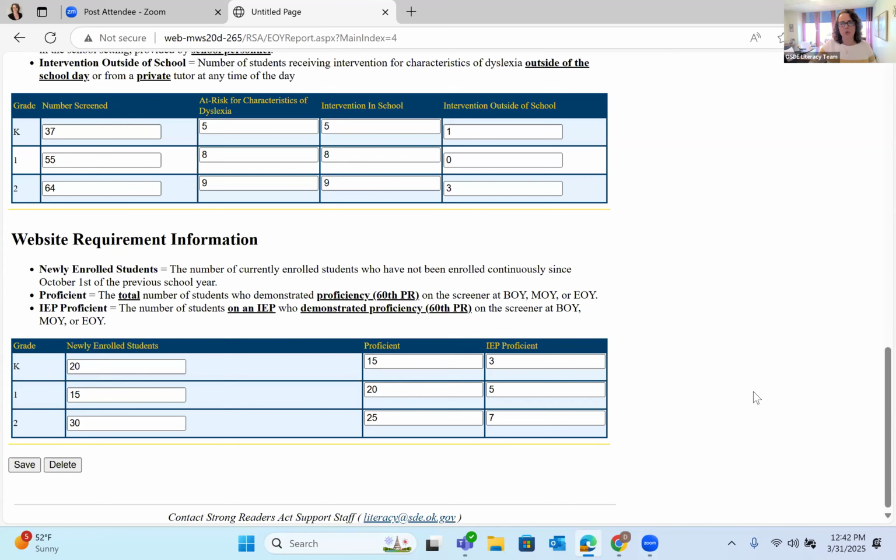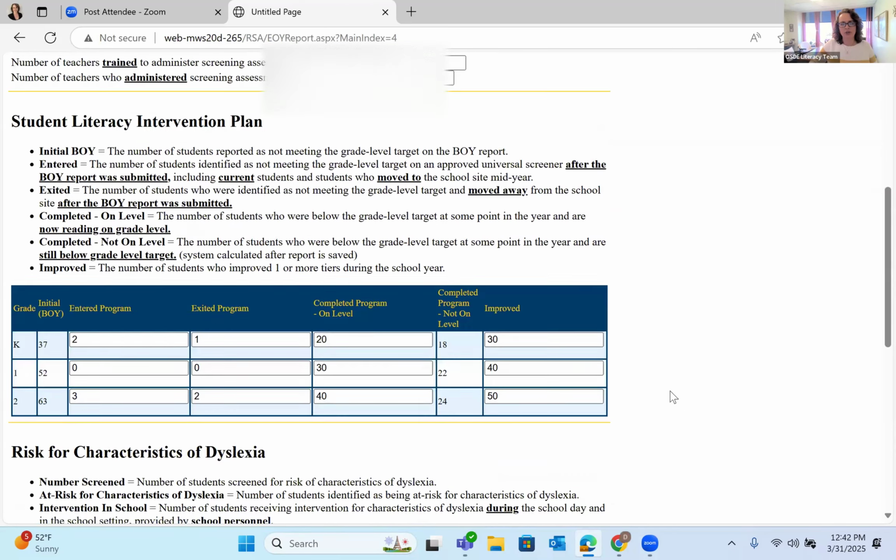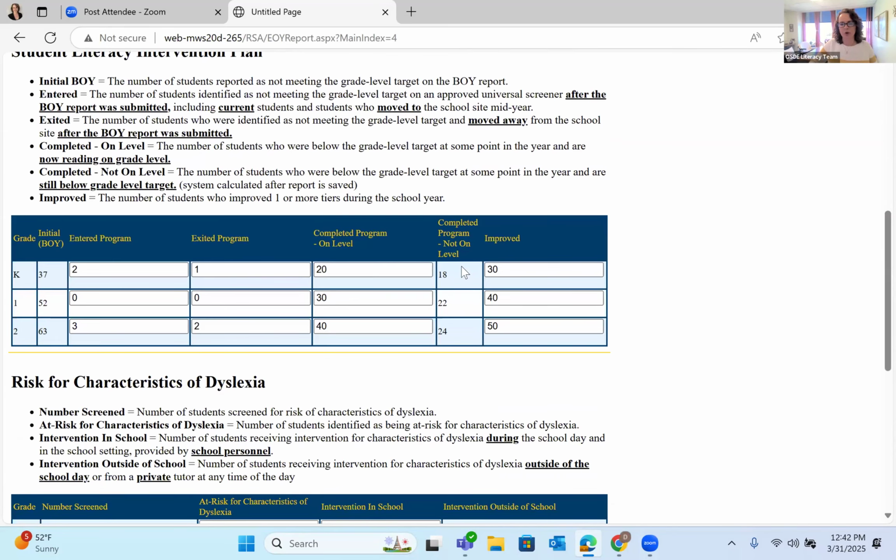Okay, so we are to the last section. When you go down here and click save, then I can go back to the top and show you that it adjusted these numbers for us. It took into account my 2 who moved in, my 1 who moved out, and then it also took away the 20 who completed on level. And then we are left with 18 students who completed below level.